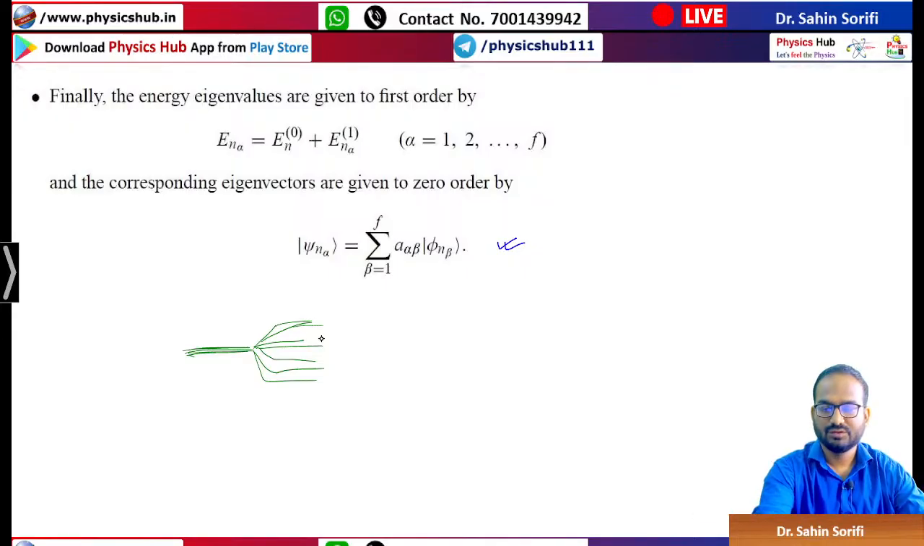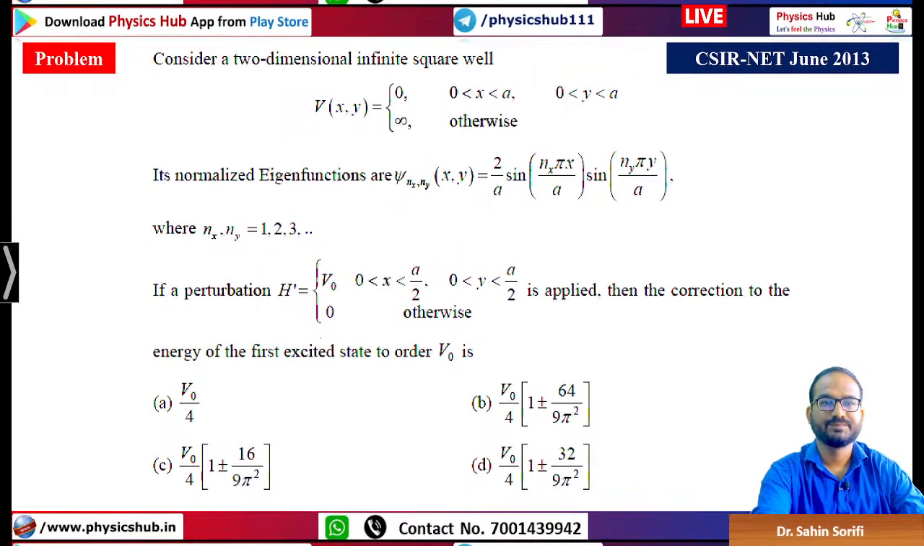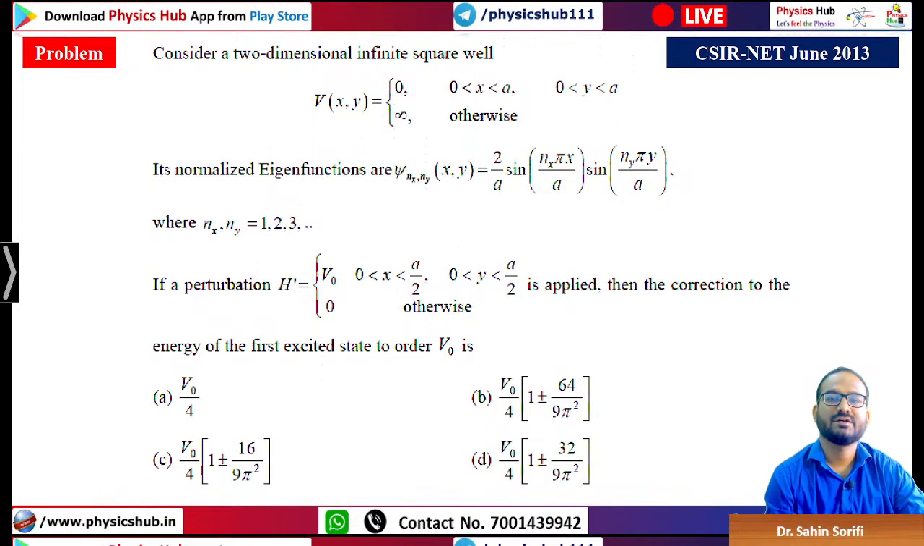Let me show you one problem, then it will be more clear to you. Consider a two-dimensional infinite square well potential. Normalized eigenfunctions are given. The perturbation is given as V naught, and we want the correction to the energy of the first excited state. The ground state energy is non-degenerate, but the first excited state is degenerate.